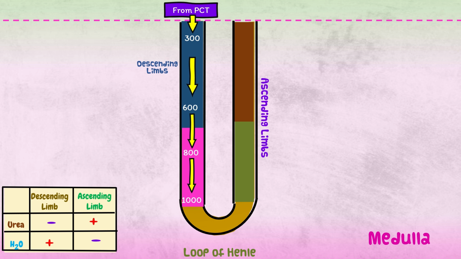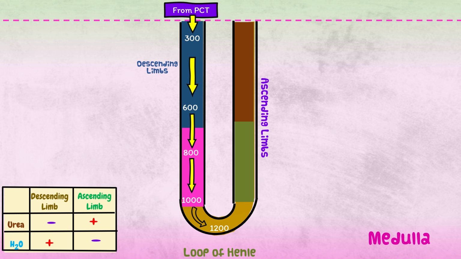In the short loops of cortical nephrons, the osmolarity of fluid at the hairpin bend of loop becomes 600 milliosmol per liter, and in the long loops of juxtamedullary nephrons, at the hairpin bend, the osmolarity is 1,200 milliosmol per liter. Thus, in this segment, the fluid is hypertonic to plasma.